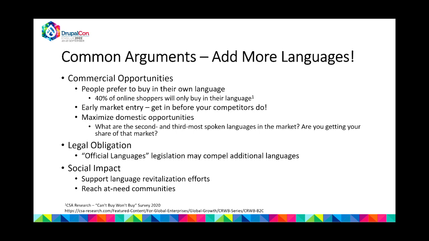Then price goes out the window, right? It's no longer too expensive. You have to do it. And then social impact. We talk about commercial, we talk about legal. But if you're a nonprofit organization, a government entity, an NGO, maybe revenue isn't your chief objective. So you have to look at the potential social impact that you're going to make.